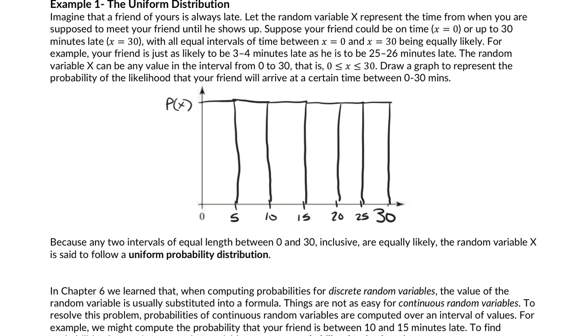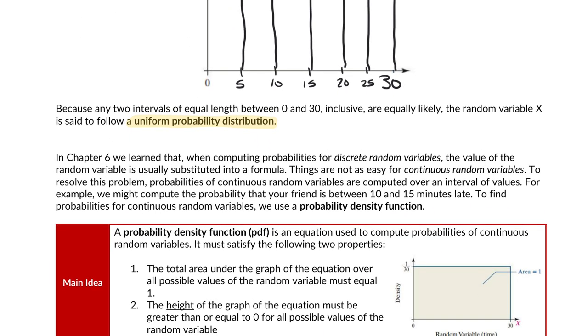A uniform distribution. Because any two intervals of equal length between 0 and 30 inclusive are equally likely, the random variable x is said to follow what we call a uniform probability distribution, because they all have a uniform probability across a distribution. In chapter 6, we learned that when computing probabilities for discrete random variables, the value of the random variable is usually substituted into some sort of formula. But things are not as easy for continuous random variables. To resolve this problem, the probabilities of continuous random variables are computed over intervals of time. So between 10 and 15 minutes late, as opposed to 12.5 minutes late. We're going to give an interval.